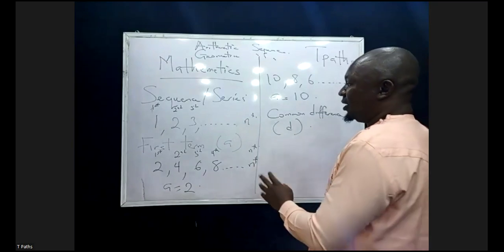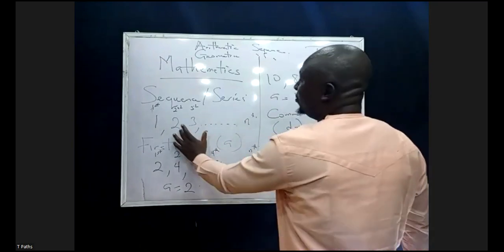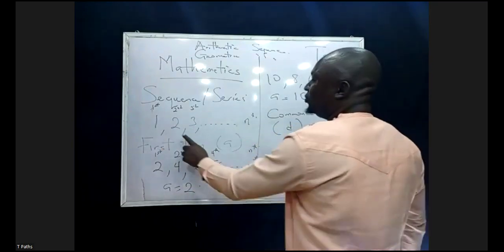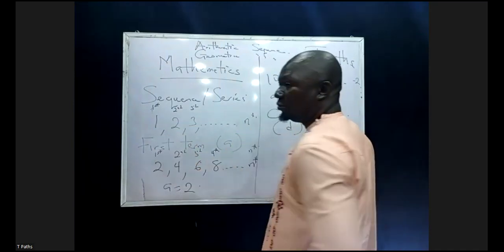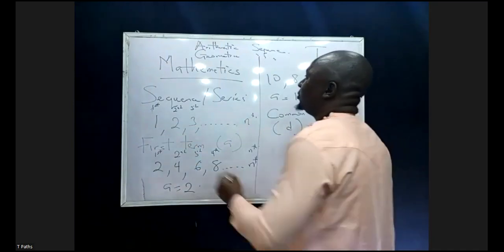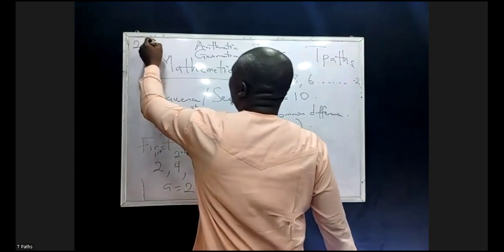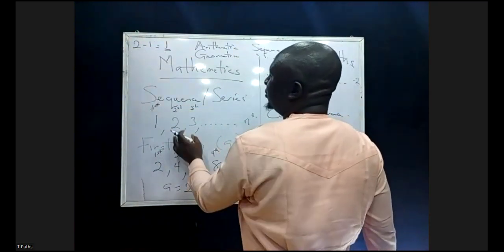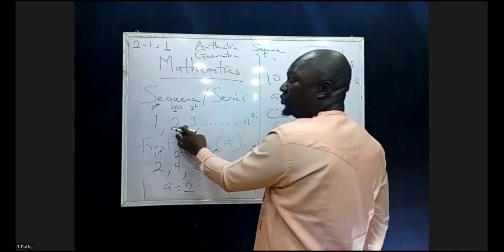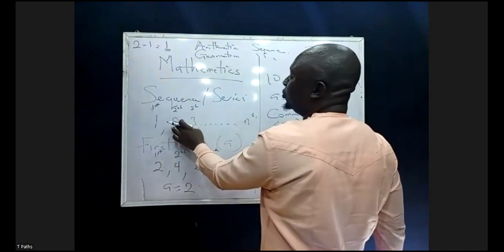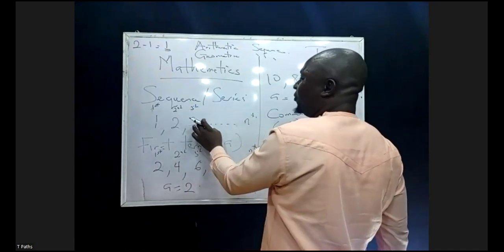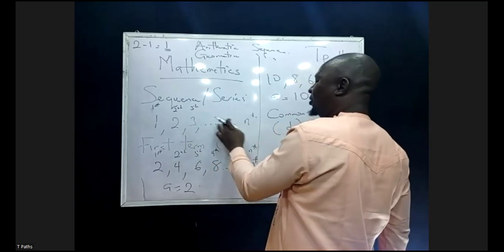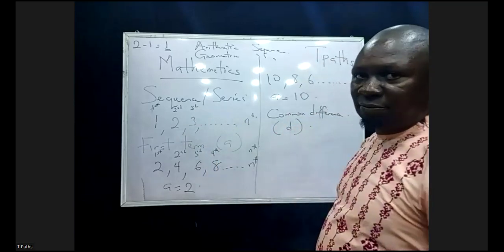Now, if you want to get the common difference for 1, 2, 3, you subtract 1 from 2. That is 2 minus 1, which equals 1. So the common difference for this sequence is 1. When you add 1 to 1, it gives you 2. When you add 1 to 2, it gives you 3. When you add 1 to 3, it gives you 4, and so on. Hope you get it.